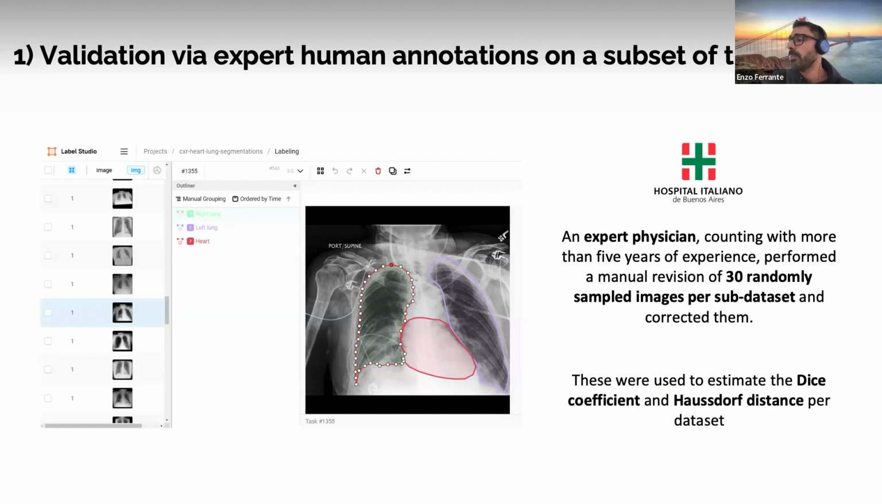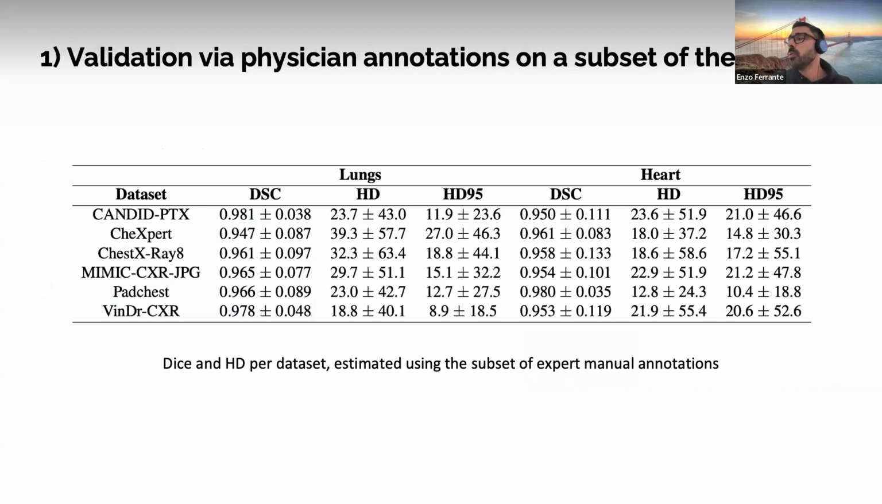Of course, we then used the segmentation masks that were manually checked to estimate the dice coefficient and the Hausdorff distance, which are two metrics that we usually use to analyze the quality of the segmentation masks. And we could see that for the different data sets we had, the dice coefficients we were obtaining were pretty high. So we were happy with that subset, but that was only a subset of the segmentations that we have generated.